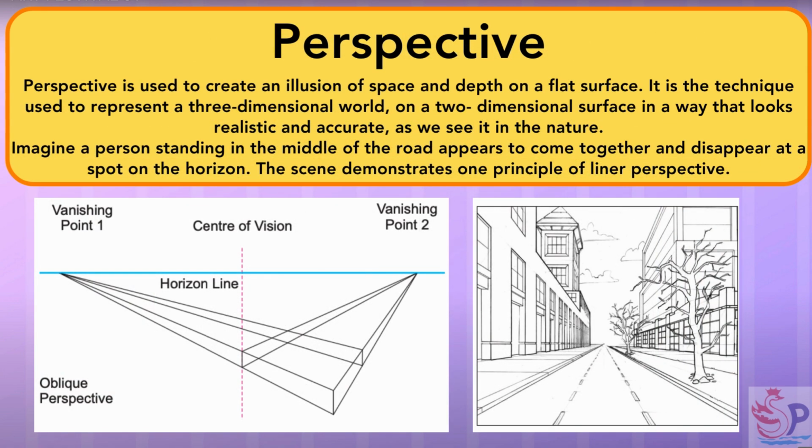Perspective. Perspective is used to create an illusion of space and depth on a flat surface. It is the technique used to represent a three-dimensional world on a two-dimensional surface in a way that looks realistic and accurate, as we see it in nature. Imagine a road on which the sides appear to come together and disappear at a spot on the horizon. The scene demonstrates one principle of linear perspective.